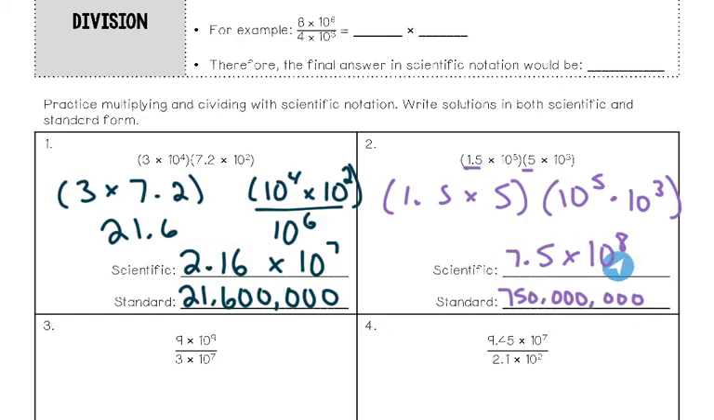And trust me, if this was a 10, a 12, a 50, sometimes we have really, really big numbers, it would be a lot easier to write it in scientific notation than it would be to write it in standard form. That's why we use scientific notation.